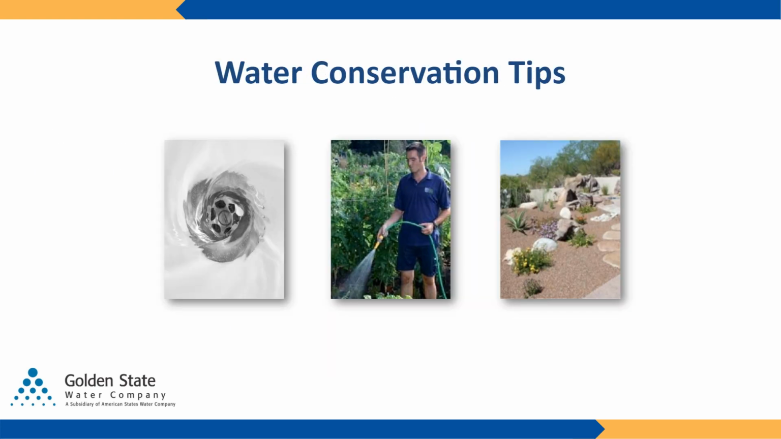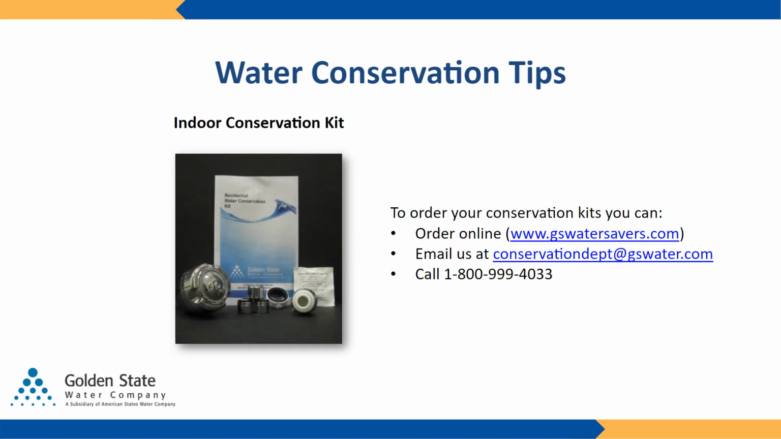Now that you have a general idea of how water is used residentially, we are going to go over water conservation tips. Golden State Water Company encourages customers to use water responsibly and offers conservation devices, rebates, and programs to help improve water use efficiency. We are pleased to provide all customers the opportunity to receive up to 2 indoor water conservation kits delivered directly to your home, for free. There are several ways for you to request these conservation kits.